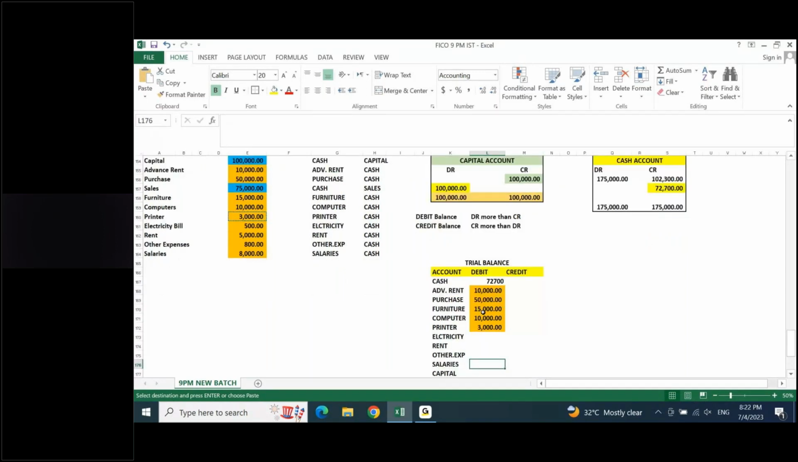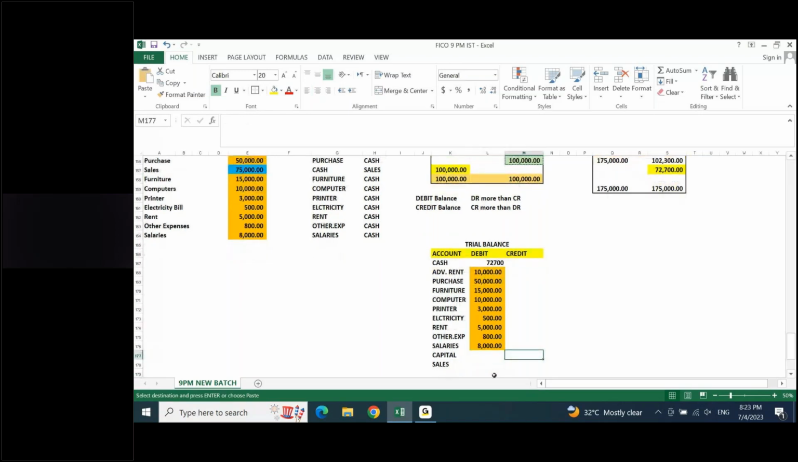Next, electricity. It is on the debit side. I am going to put debit balance. Rent, other expenses, salaries. I'll put this here. And the last one we've got is capital. Capital, we got the balance of 1 lakh here. I'll put 1 lakh here on the credit side. Next one is sales. Sales, we've got 75,000. I will take this as 75,000 on the credit side.